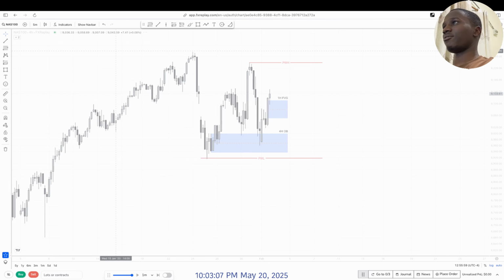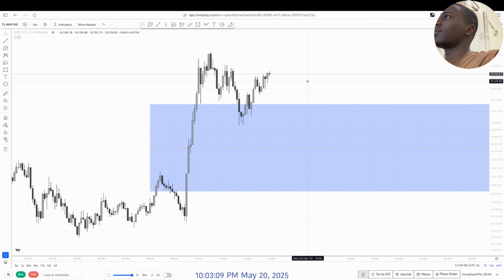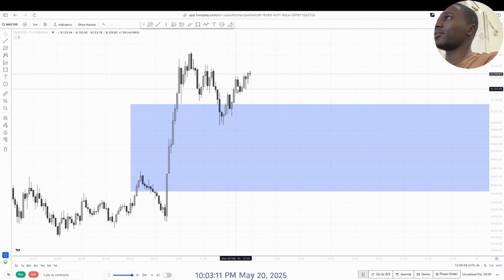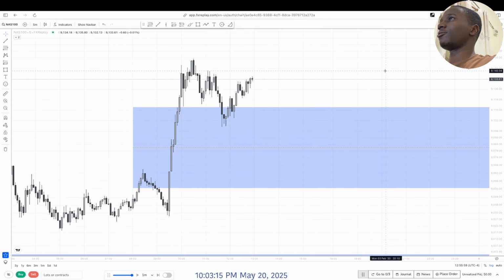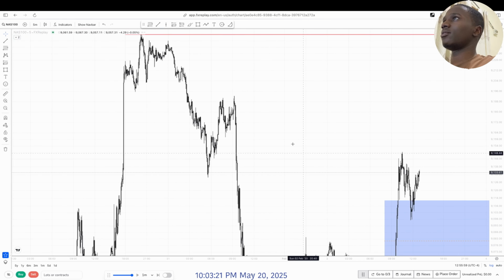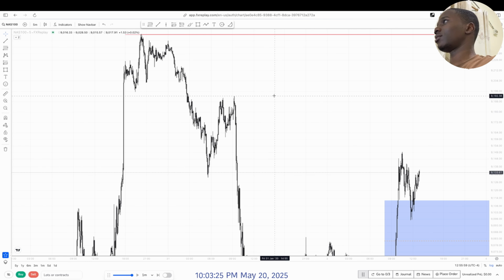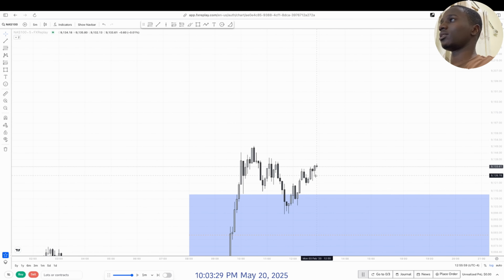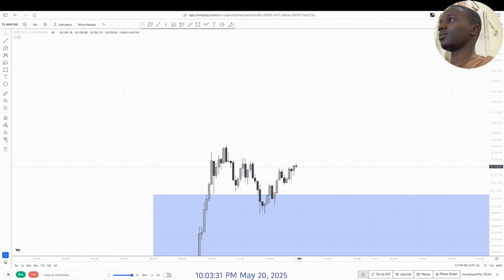Let's go back to the 5 minute now. We created a small fair value gap inside here, which made us push, which means we can look for a good trade in here and target the high. This one, what is it? This one. So it's at 9192. 9192. So this is in 2020.